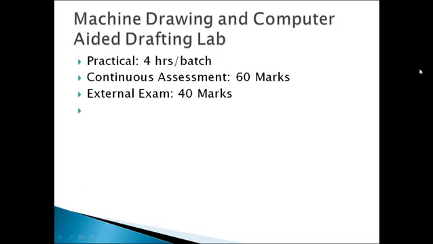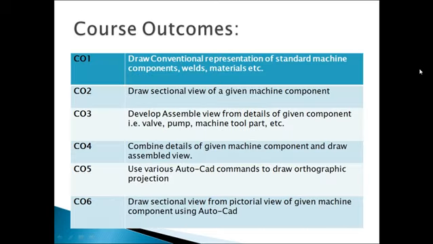Now we have discussed the theory part. Now we are going to see the practical, machine drawing and computer aided drafting lab. For your practical we have 4 hours per batch, continuous assessment 60 marks, external exam 40 marks. The course outcome for your practical, CO1: draw a conventional representation of standard machine components and weld materials. So in a sheet you need to draw the conventional symbols for weld materials, and whatever kind of symbols we can show, we need to draw in a sheet.